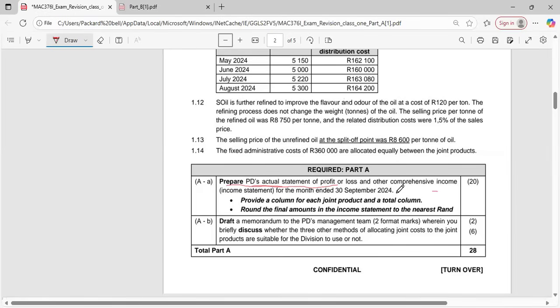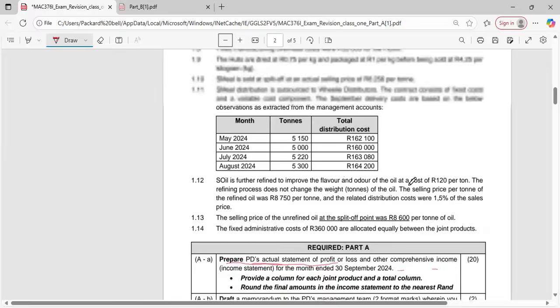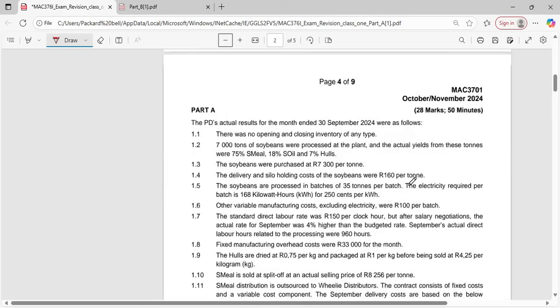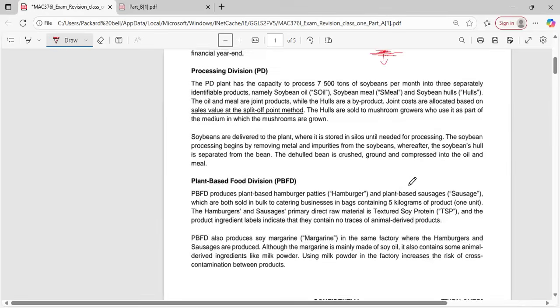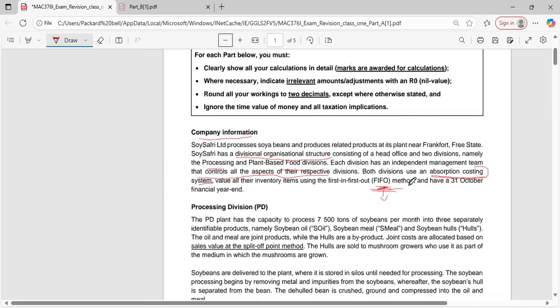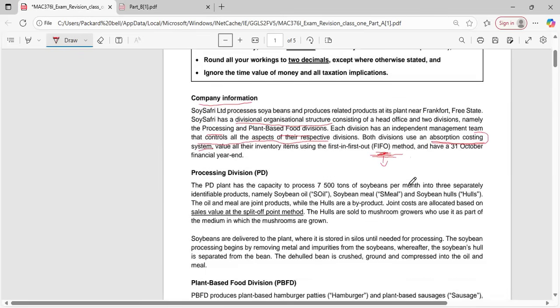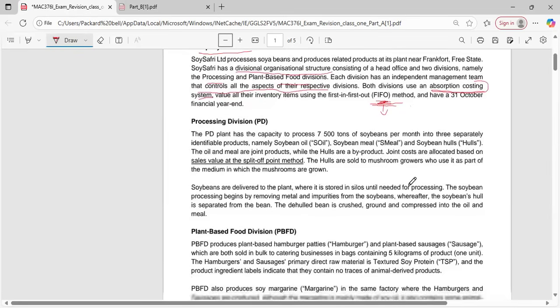And also when you are preparing your actual statement, remember they are using absorption costing. They are using absorption costing, which means all fixed costs, manufacturing costs, are going to be part of the cost of the product, right? So which means we are focusing on PD. The reason why I wanted us to read the question is we are focusing on PD's actual.